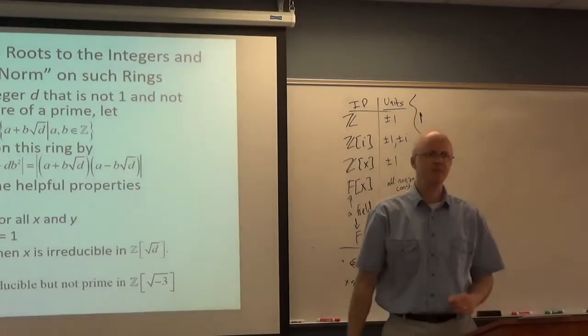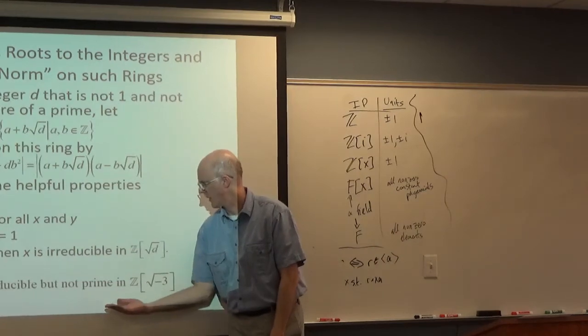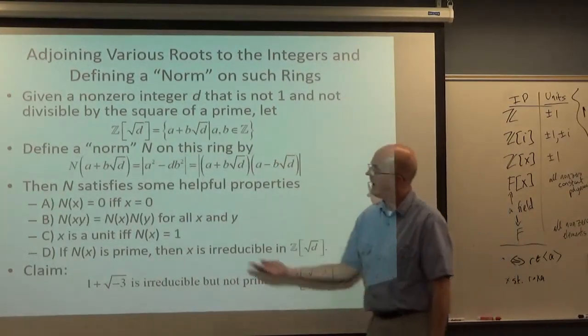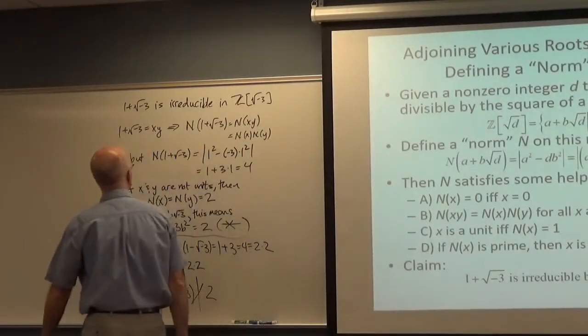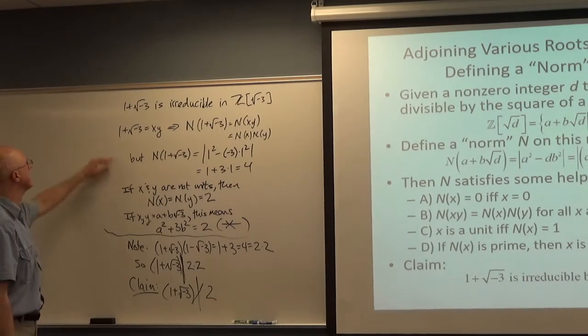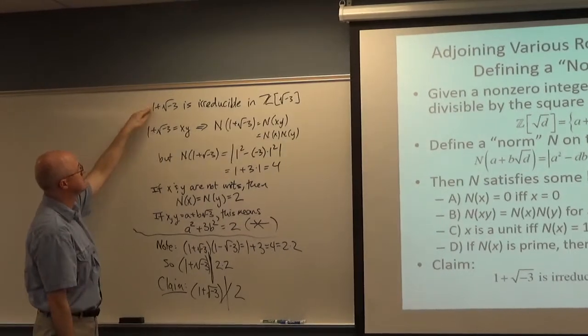All right, so let's look at this proof of this claim here, that 1 plus square root of negative 3 is irreducible but not prime in this ring here. I wrote the proof of the irreducibility over here, and the start of the proof that it was not prime down here. So go through this argument, think with me here. Claim that this is irreducible in that ring.